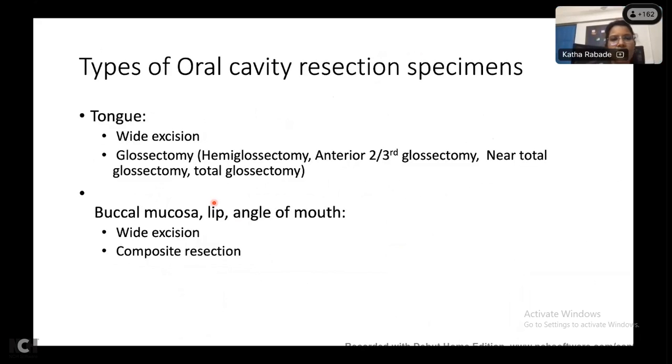The types of oral cavity resection specimen that we receive, the simplest one is the tongue, which we receive as a wide excision or a glossectomy. It can be a hemiglossectomy, anterior two-third glossectomy, near total glossectomy, or total glossectomy specimen. For buccal mucosa, lip and angle of mouth, we may receive wide excision of these lesions or composite resections. Composite resection is when more than one subsite of the lesion is removed.